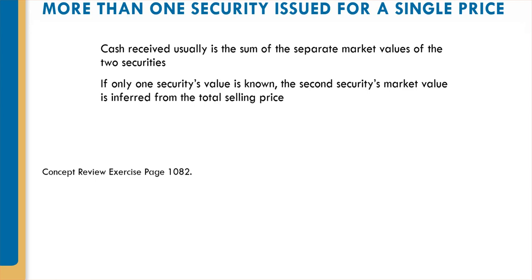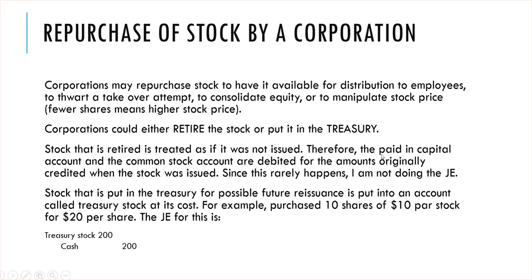Another way to handle it, though, is if you have one security's value known and you don't know the other, then you can consider the residual, or what's left over from the total amount, as going to the one whose selling price or market price you do not know. So you can go to the textbook and find an example of that.